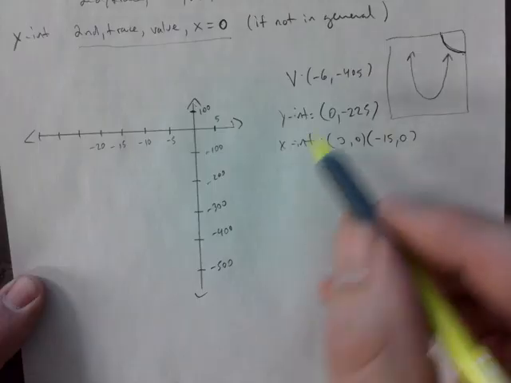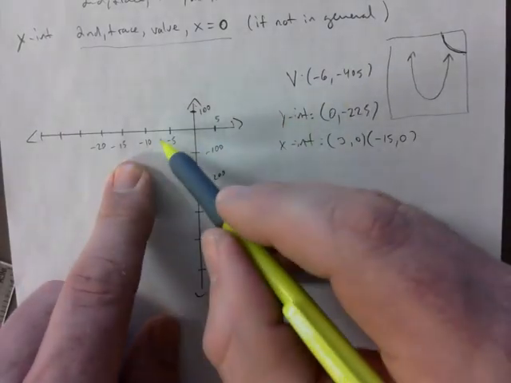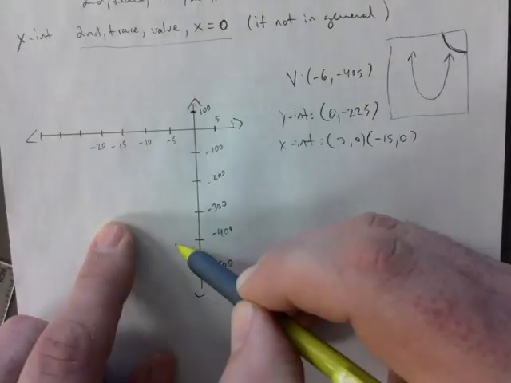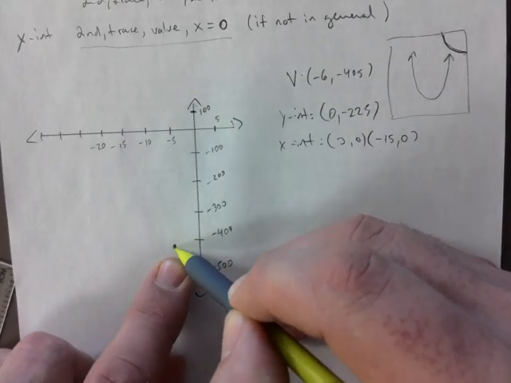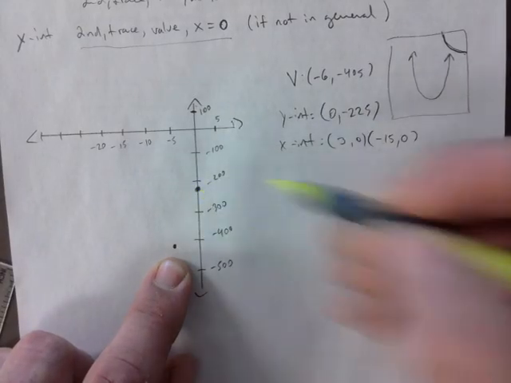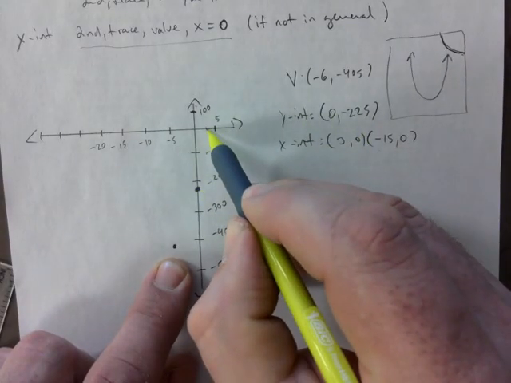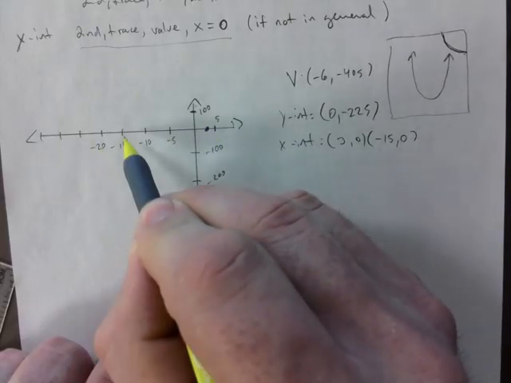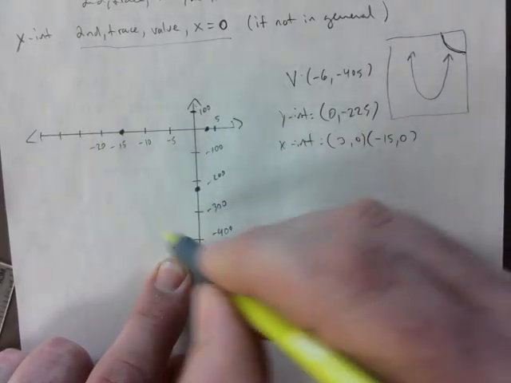Now let's plot. Negative 6 is right here, negative 405. So that's right about there. The y-intercept is at negative 225. That's right about there. 3, 0 is right there. Negative 15, 0 is right there. So now you've got everything you need.